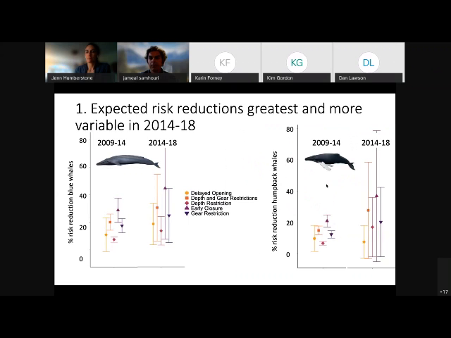On the left, we're going to have blue whales, and on the right, we're going to have humpback whales for the next 3 slides. I'm going to try to make 3 points. The first is that in the 2014-18 time period for both blue whales and humpback whales, the expected reduction in risk to the whales was greater than in the previous 5-year time period. And that's whether we're looking at delayed openings, early closures, or depth and gear restrictions.